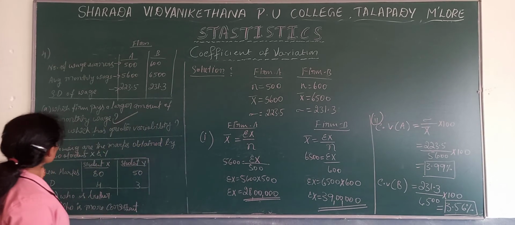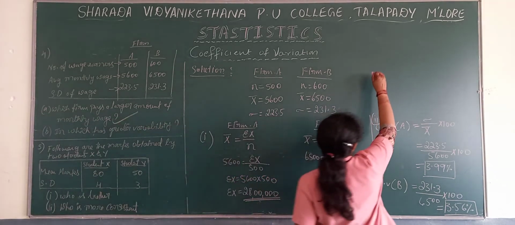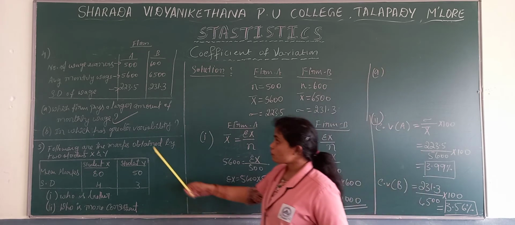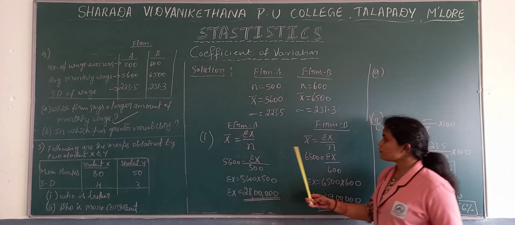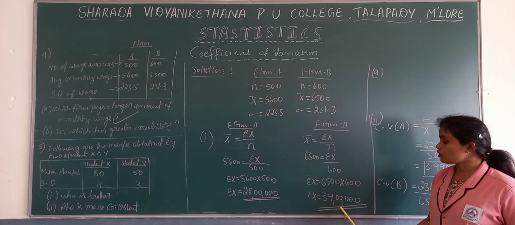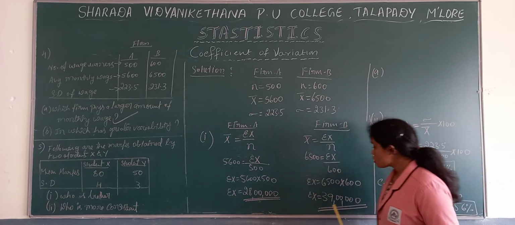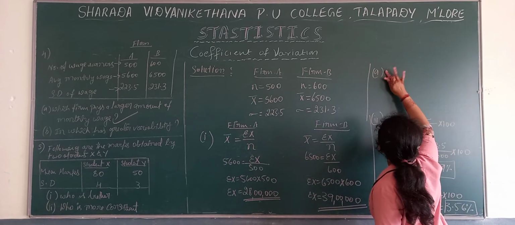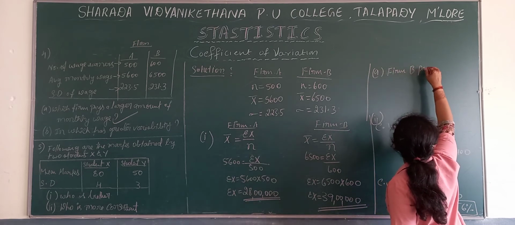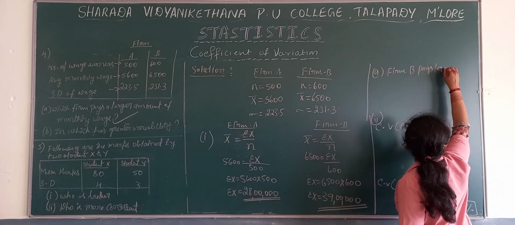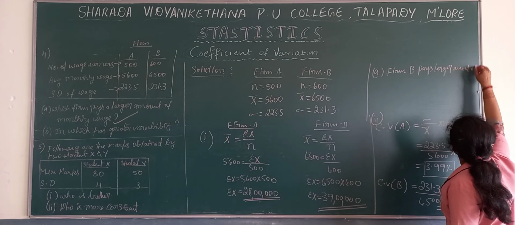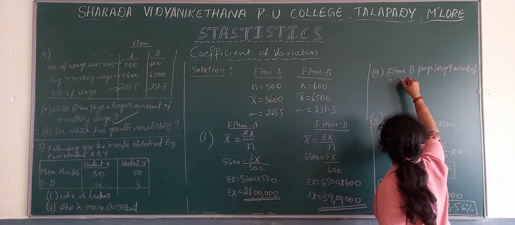Now you have to conclude for the first question. Here provide a conclusion for A, which firm pays larger amount of monthly wage. See here, observe the monthly wage. The monthly wage of the second firm is greater than the first firm. So you have to write there, firm B pays larger amount of monthly wage.